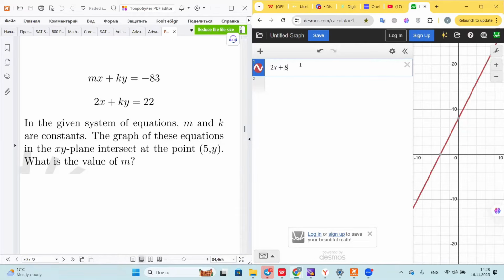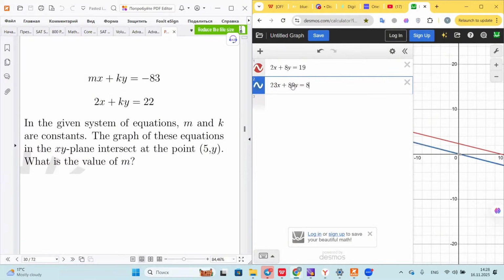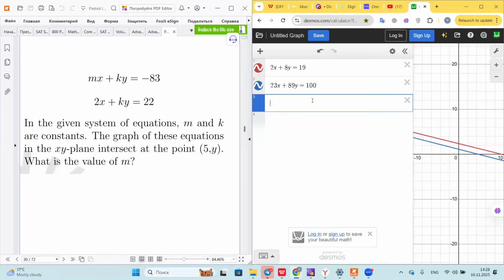For example, 2x plus 8y equals 19. Another equation is 23x plus 89y equals, let's say, 800. But in the problem, you are asked to find 23y plus 14x divided by 4. In the problem, given a system of equations where x and y satisfy these equations, you need to find this expression. And how to find it?